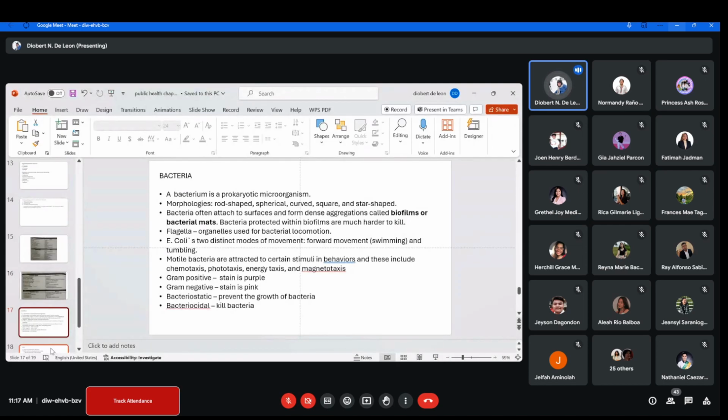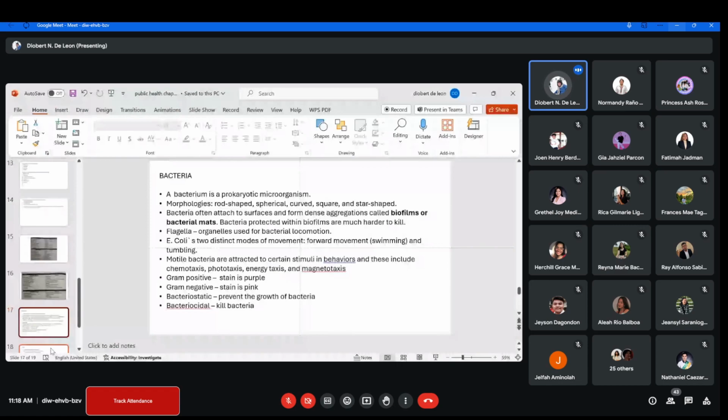And one of the examples of a microorganism which has two distinct modes of movement is the E. coli. Okay? E. coli use flagella in forward movement. So, they swim, that is what they use first. And tumbling.